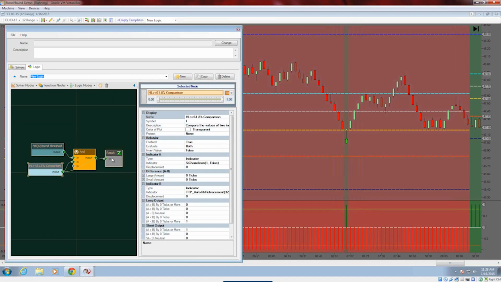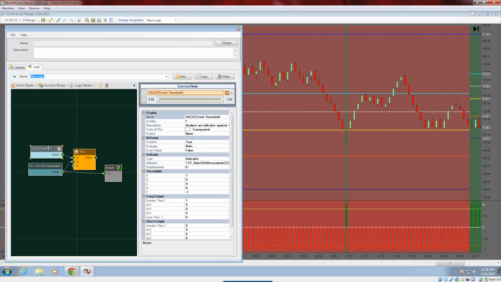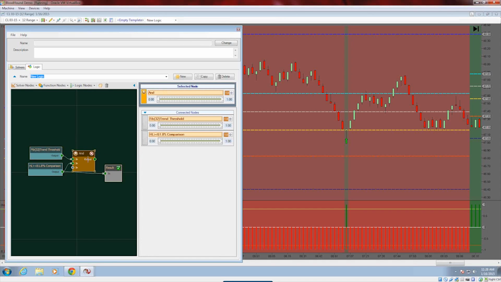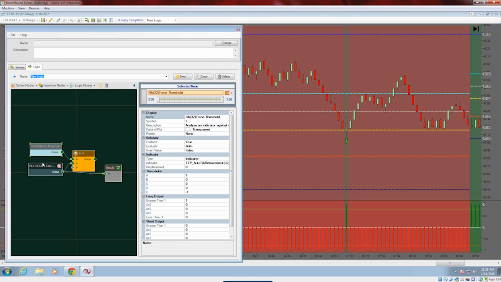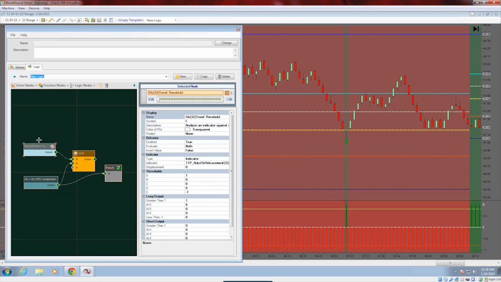So when I connect this one by itself, you can see I'm getting short output when the high is above the 61.8. But I don't want to allow shorts when the fib trend is up. It should make sense. So that's why I use the AND logic. I want both of these to be true at the same time. I want to only allow longs out of this when we're getting longs out of this.